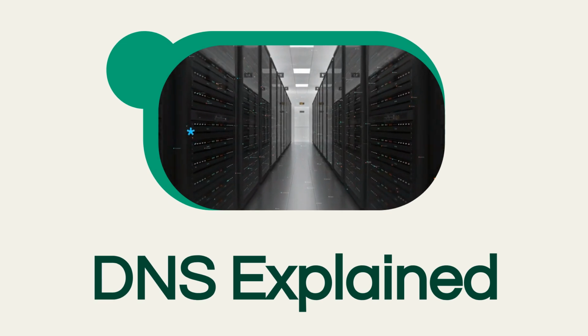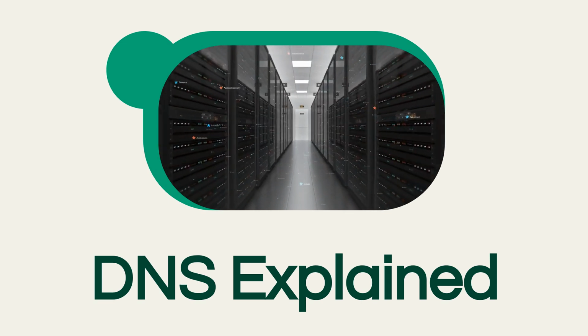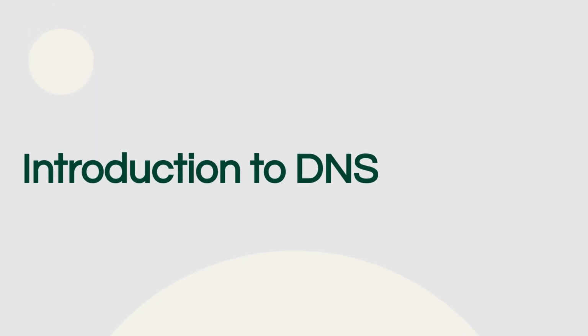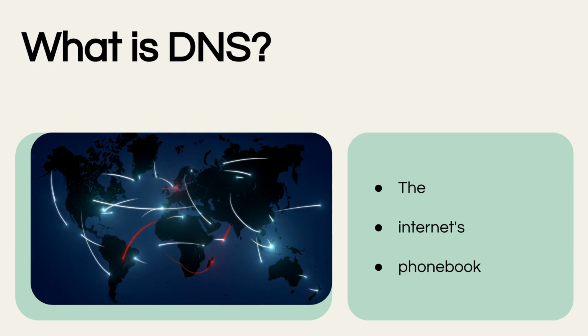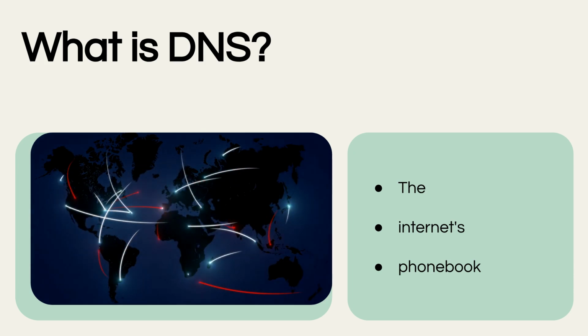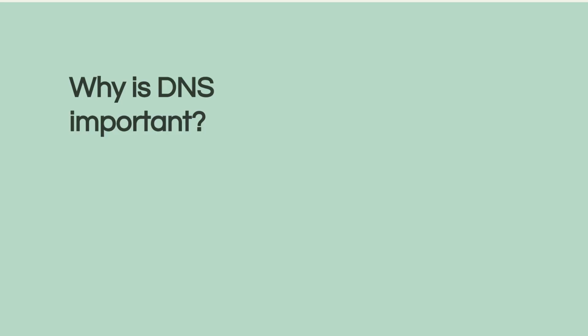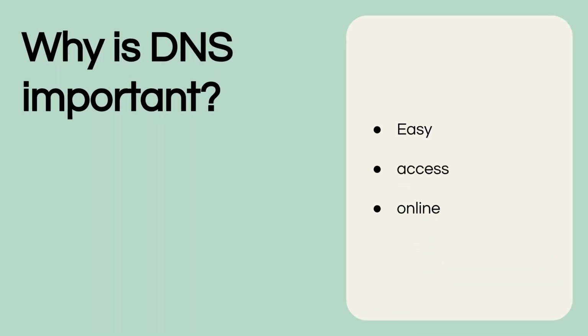Today, we're diving into a fundamental concept of how the internet works. Let's start with an introduction to the domain name system, or DNS. At its core, DNS is like the internet's phone book. It translates human-readable domain names into machine-readable IP addresses. DNS is crucial because it allows us to access websites by typing easy-to-remember domain names instead of complex numerical IP addresses.